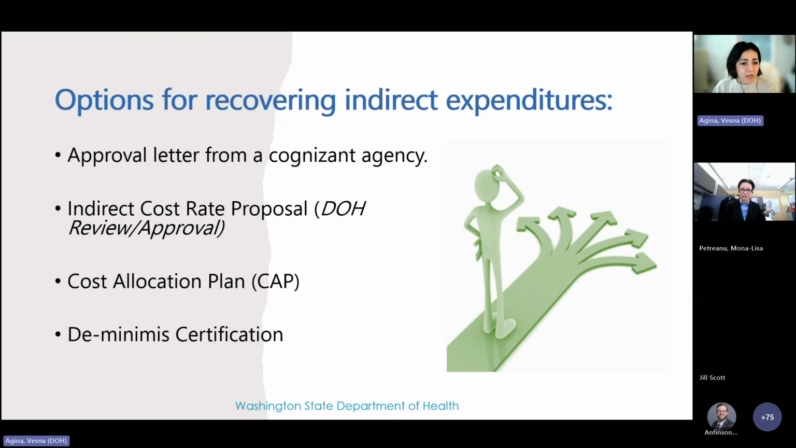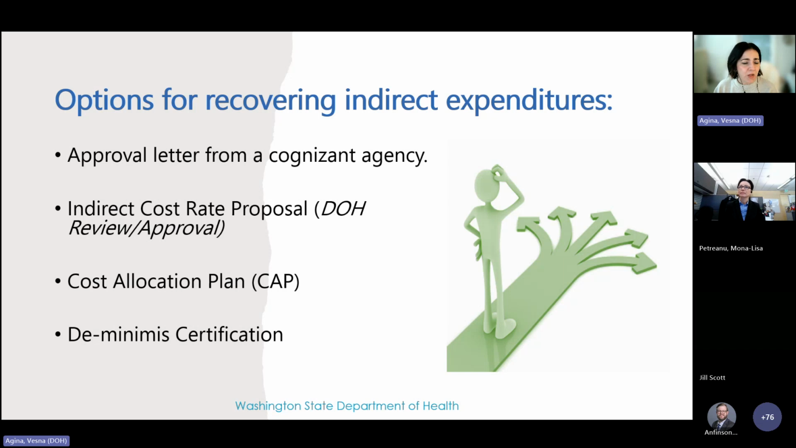If you have a cost allocation plan, in that situation we just ask that you send us a copy of your plan, and then we'll keep that for our records. And what usually happens is when our fiscal monitoring staff go and do site visits, they will ask you for a copy of that cost allocation plan, and then they will verify if you're following the plan, if you're allocating your costs according to the approved cost allocation plan.